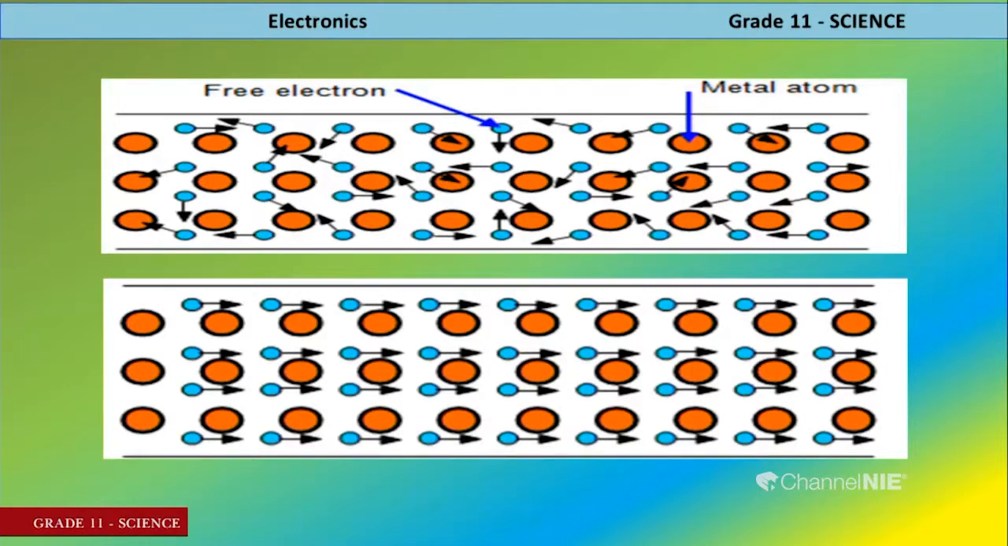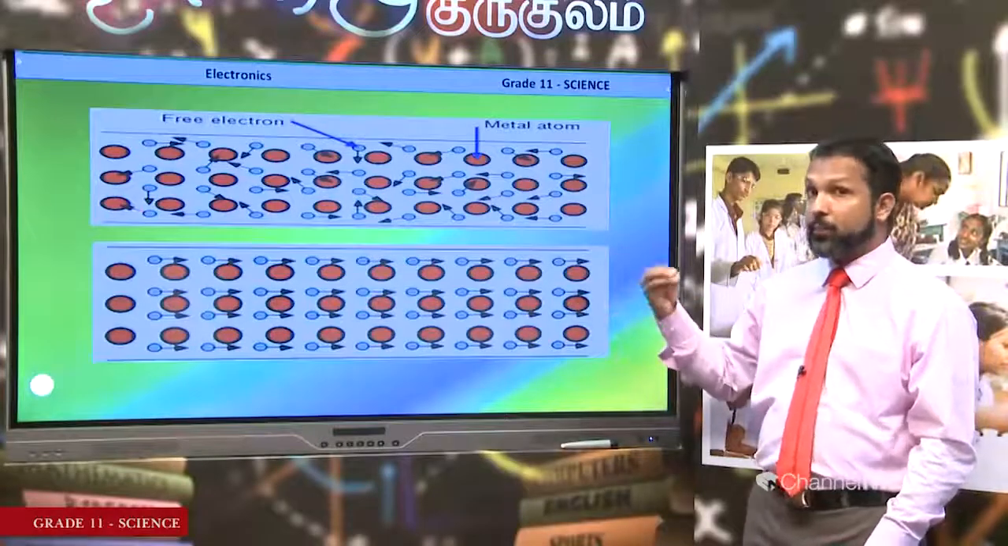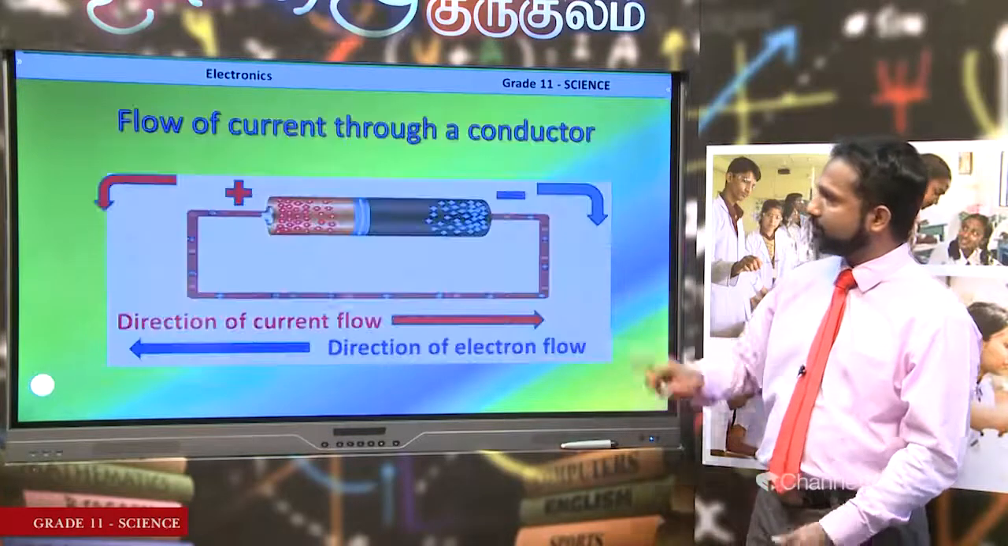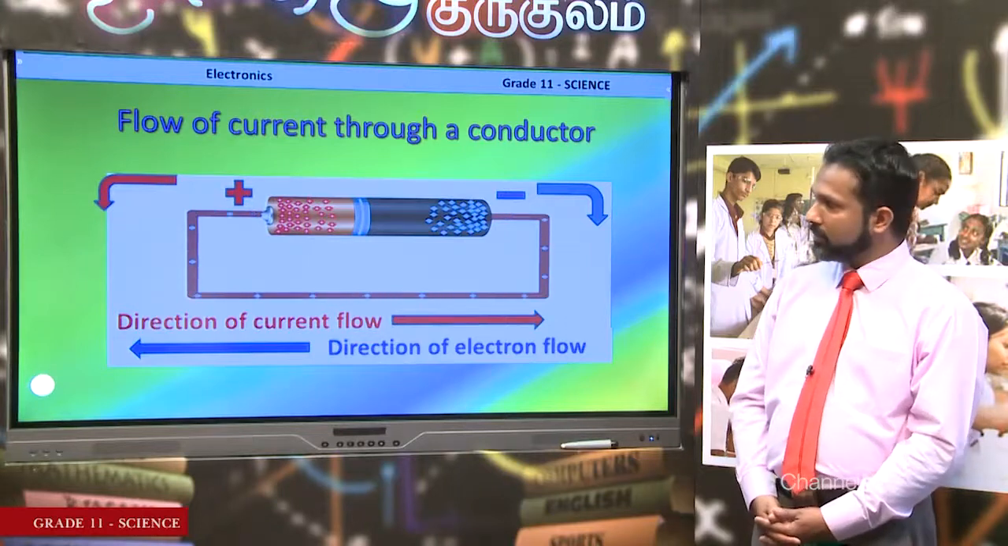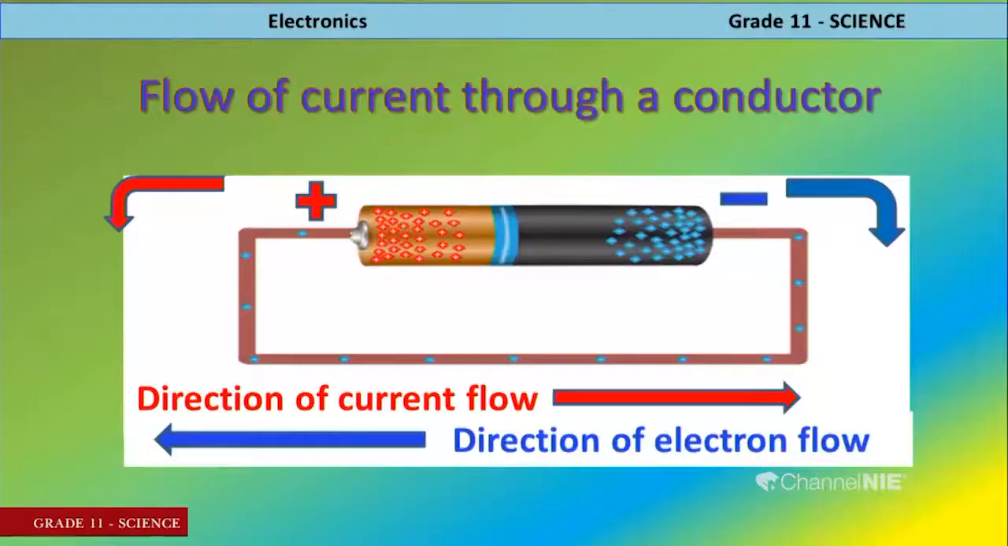But as you can see in the second figure, when a potential difference is supplied to either side of this conductor, the free electrons available in this conductor begin to flow from one side to another side. That is because of the supplied potential difference. Right. As you can see in this diagram, free electrons flow from the negative terminal to the positive terminal when supplying a potential difference.